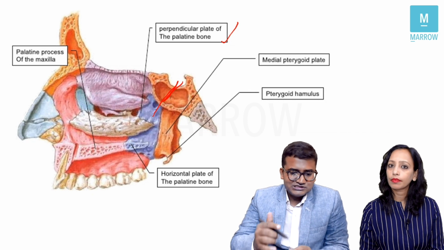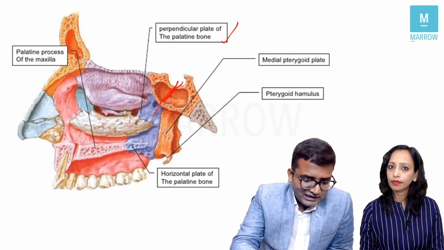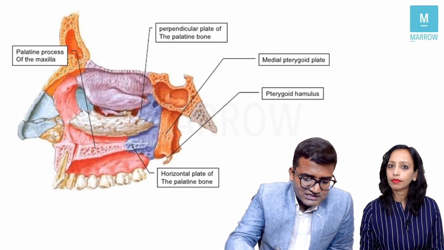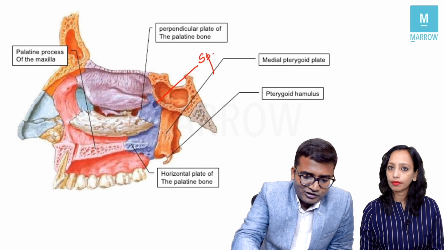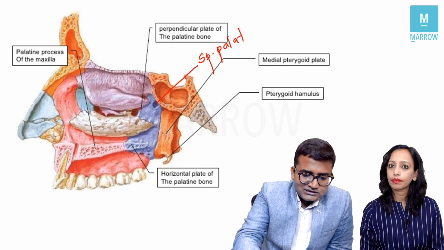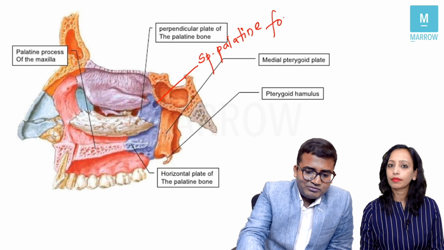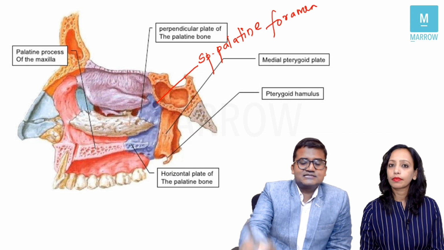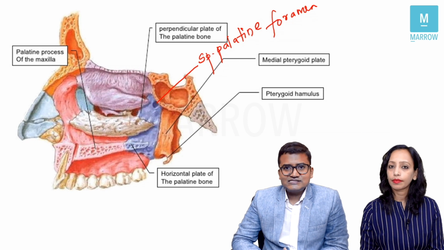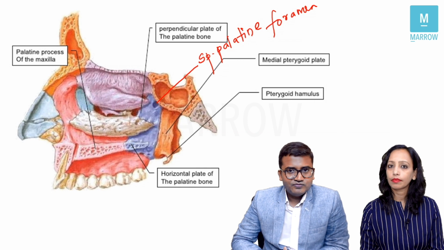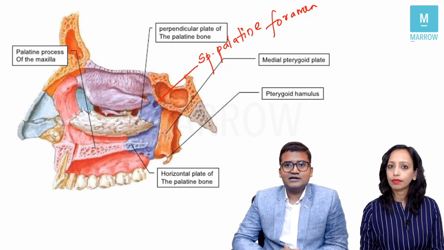Now next, what are the communications we have? We are seeing a foramen in the medial wall. Can you see the foramen here? Yes, that is our sphenopalatine foramen. Now, we know already the maxillary artery is divided into three parts by means of which muscle? Yes, very good. Lateral pterygoid muscle.